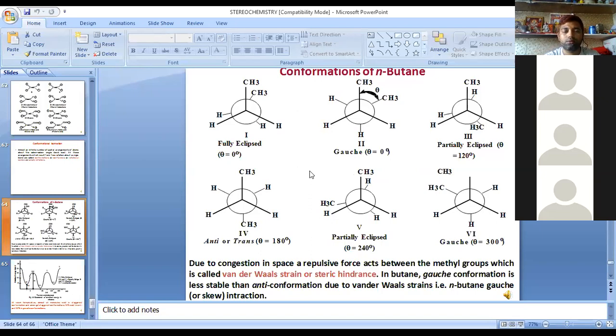This is also an important topic, sir. This is very important for 5 marks. Conformations of n-butane. Okay, sir. So the rest we'll discuss tomorrow, okay?